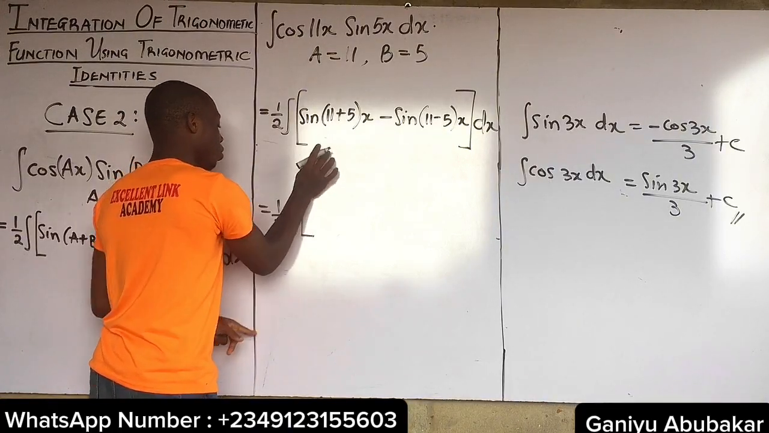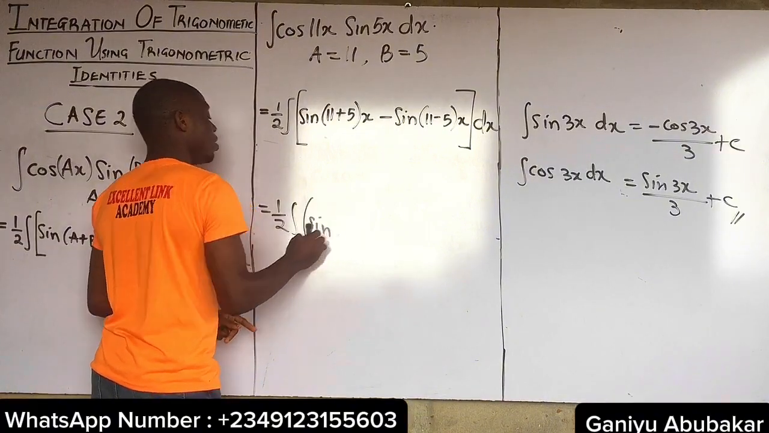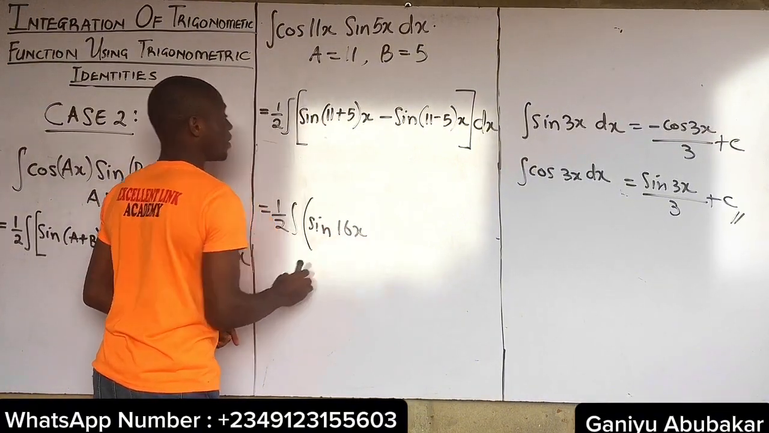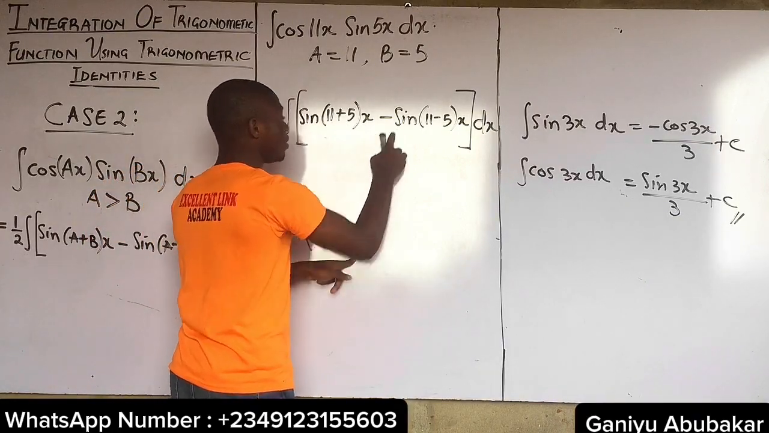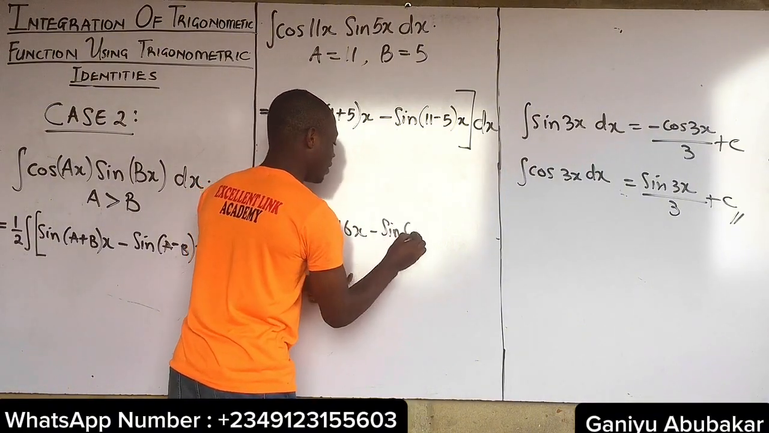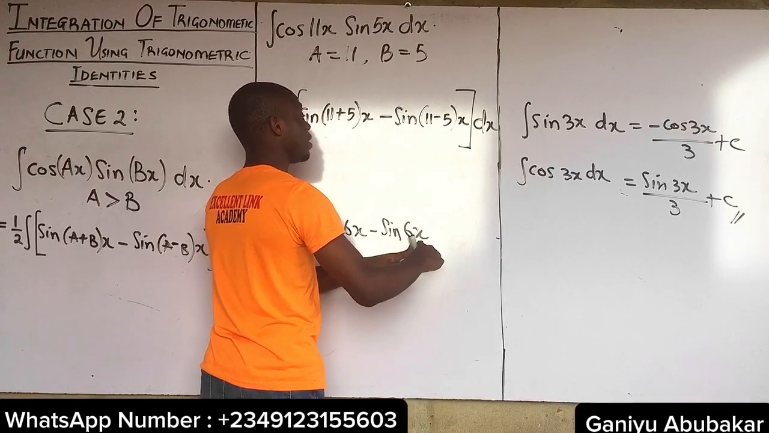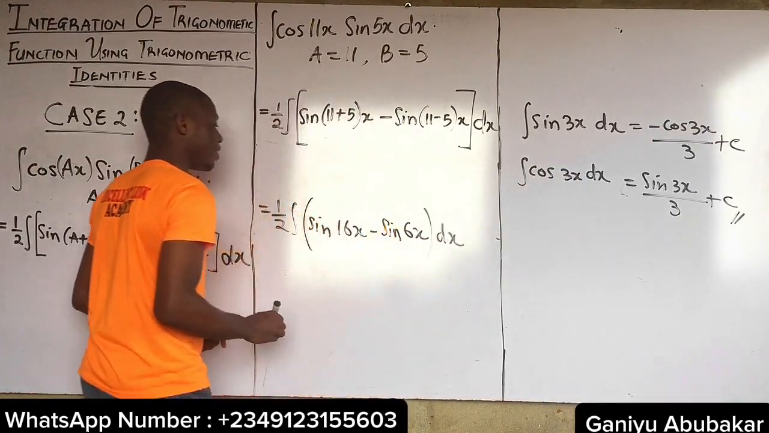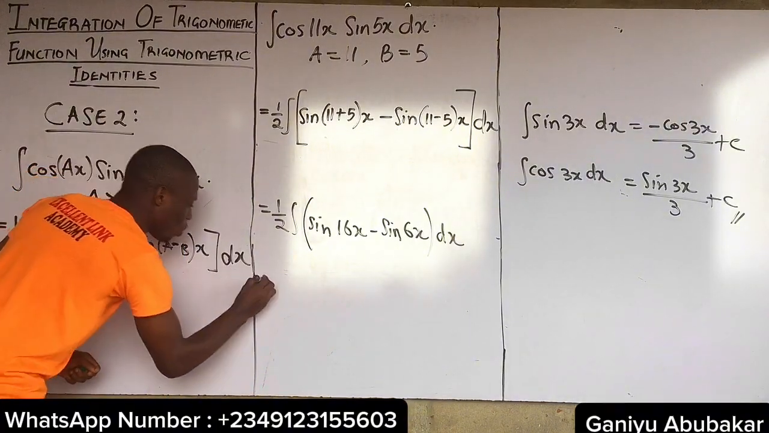I have the integral of sine 11x plus 5x, that will give 16x. This x here is this. Minus, sine 11x minus 5x will give 6x. This is 11 minus 5, which will give 6. Next up, this x is this one, dx. At this point, what's your next task? Obviously, my next task is quite simple.